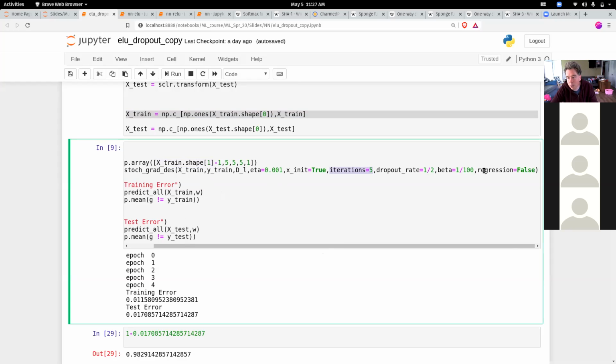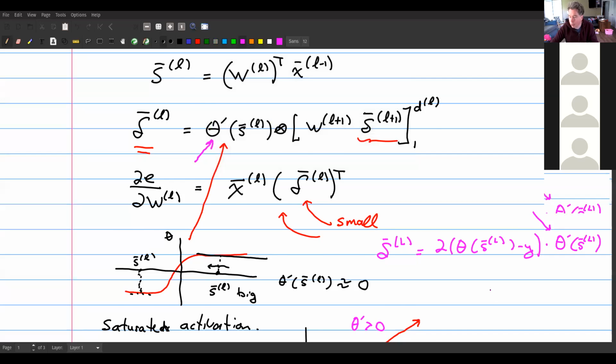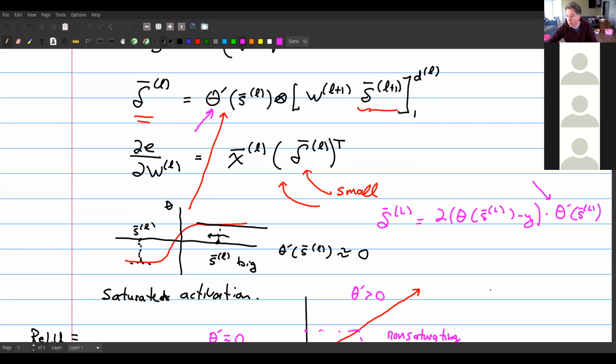This thing, regression equals false. This is a classification problem, so you might think regression obviously is going to be false. But it turns out, as we've talked about before, sometimes it's actually a good idea to turn regression on, even if you're doing a classification problem. The reason is, if you're doing regression, then in the last layer you make the last activation function just the identity function, and that gives this a much simpler form. Then this just becomes s_L minus y, period. There's no multiplication times theta prime.